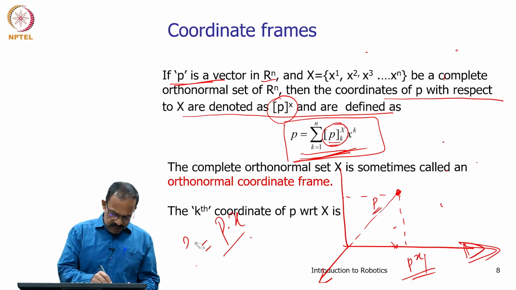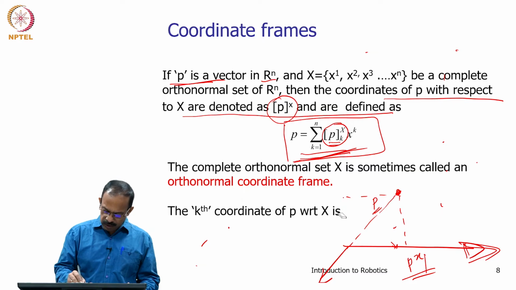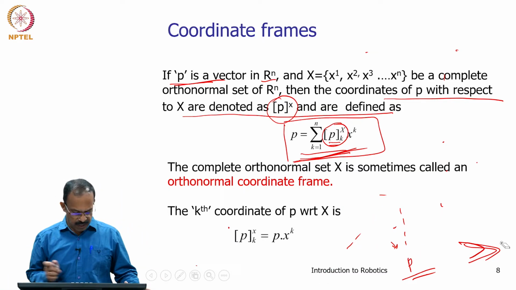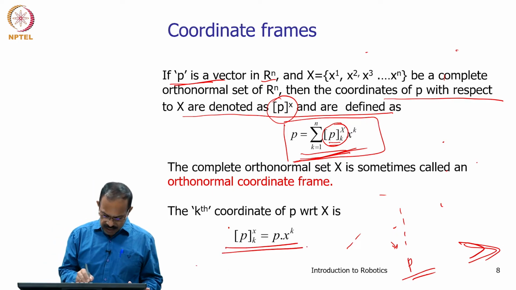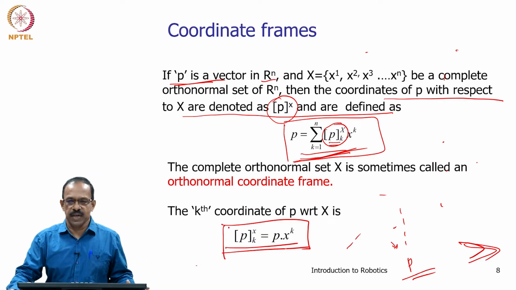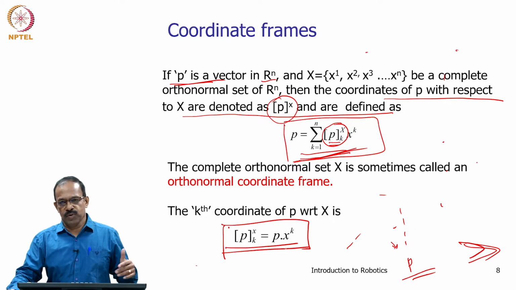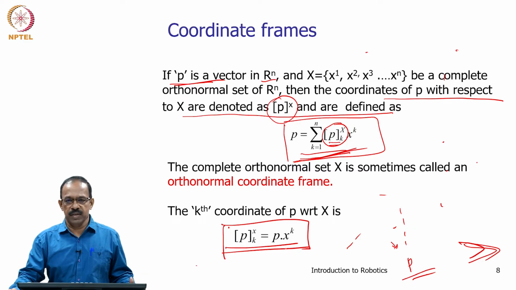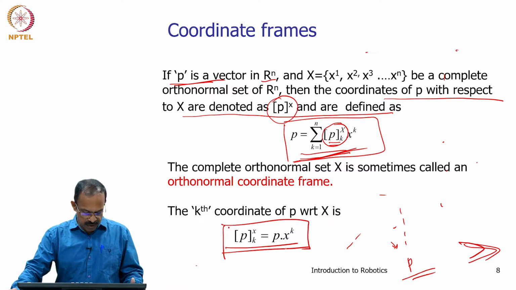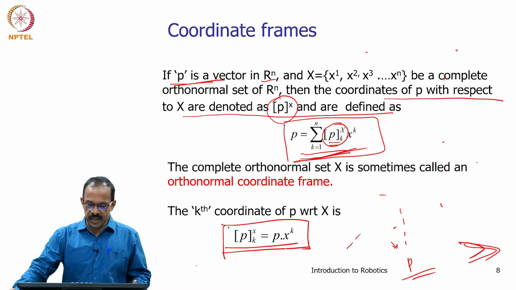So, the kth coordinate of p with respect to x is defined as p dot xk. We can see that the kth coordinate of p with respect to the coordinate frame x is x1, x2, x3, depending on the dimension of the coordinate frame. Here, if it is a 3 dimensional coordinate frame, then k is equal to 3 maximum.